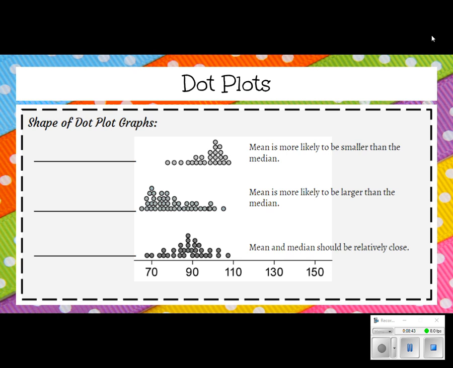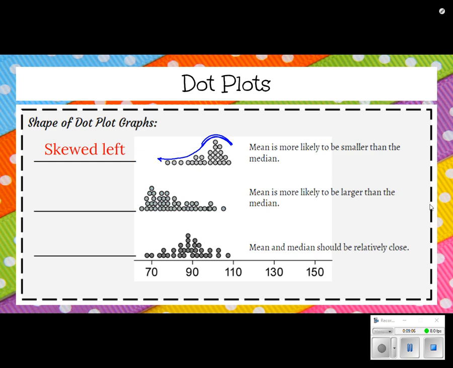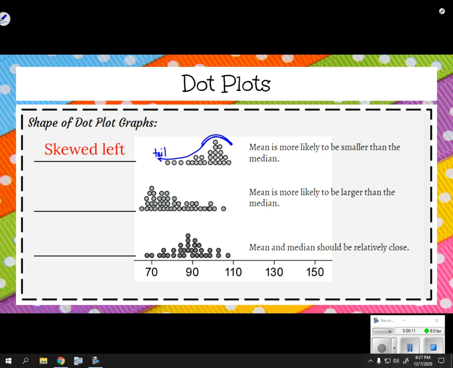All right, so let's talk about the shape of a dot plot graph. When we look at the one on the top here, notice that most of the data is to the right, and then we kind of have this drift to the left of slower, less data points to the left. So that would mean that it's skewed left. And when you talk about skewed, we always say which way the tail is, and the tail is the piece that has the fewest amount of points going out. Not everything has a tail, but a lot of data does.